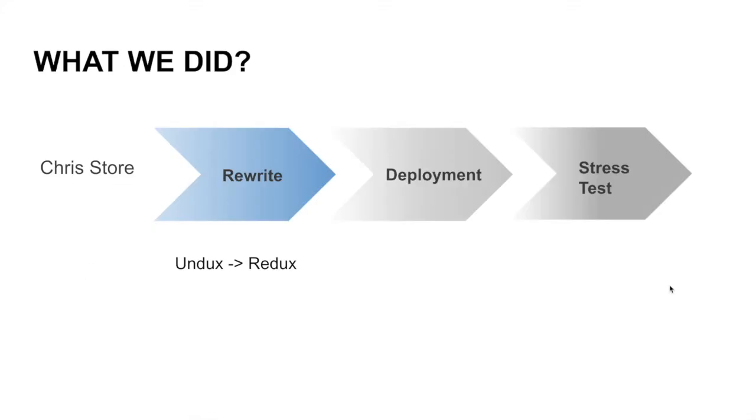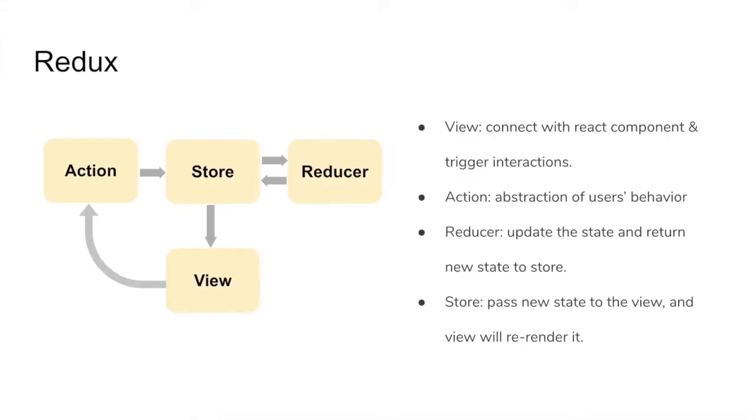So for the CRIS store part, we first rewrote the CRIS store using Redux. Why do we need Redux? Redux is a state management tool. For other frameworks, it gets messy as the application gets complex. But the state of an application using Redux is easy to manage and maintain because there is a store to control all the state.